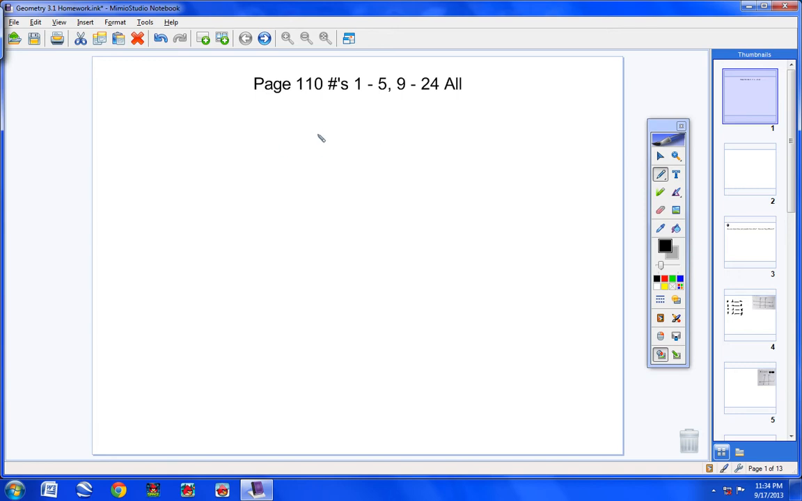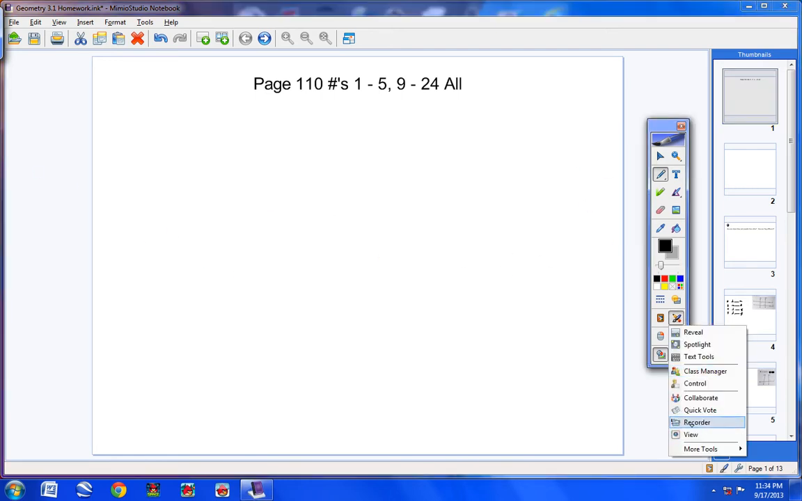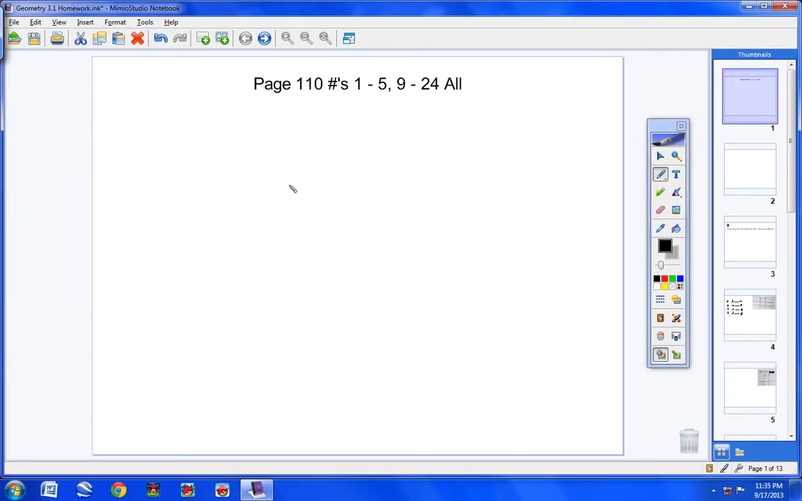Page 110, numbers 1 through 5, and numbers 9 through 24. Go ahead and open your books to page 110. Have your homework out, your pens or pencils out, and your calculator ready, and let's get started.